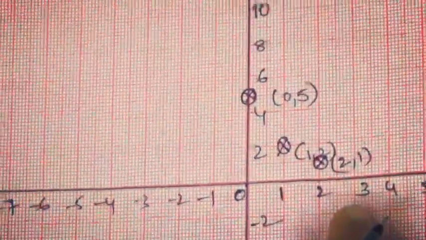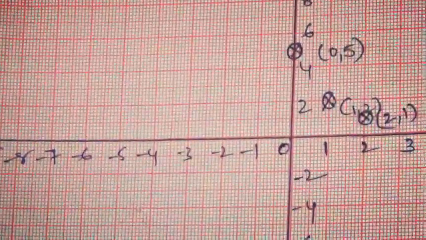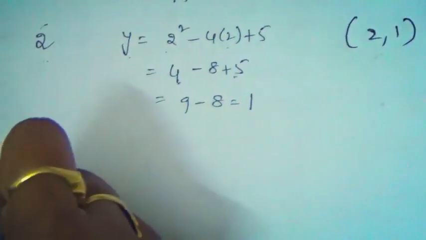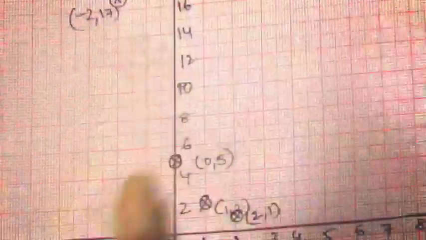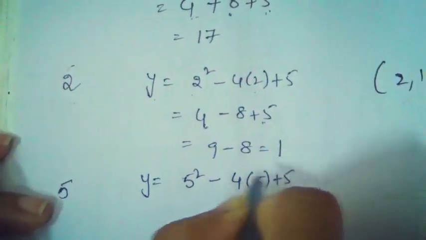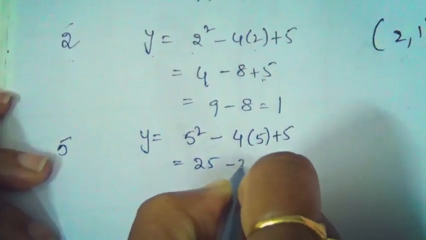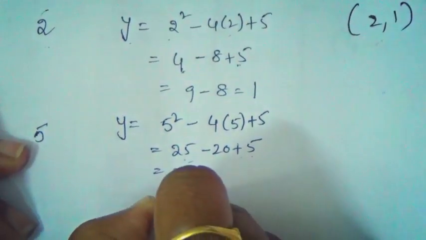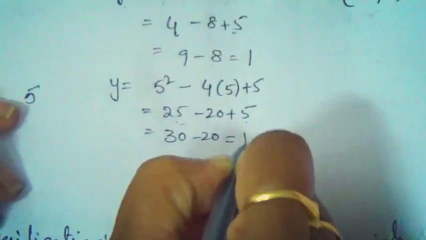I want to take some more on the positive side, so then you will get the U shape, otherwise it will not get the U shape. So I want to take here the 5. I want to extend the table. Why? Because I will not get the certain U shape, that's why I want to take some more value, that is 5 square minus 4 of 5 plus 5, that is equal to 25 minus 20 plus 5. Here these two values are positive, hence 30 minus 20, that is equal to 10.